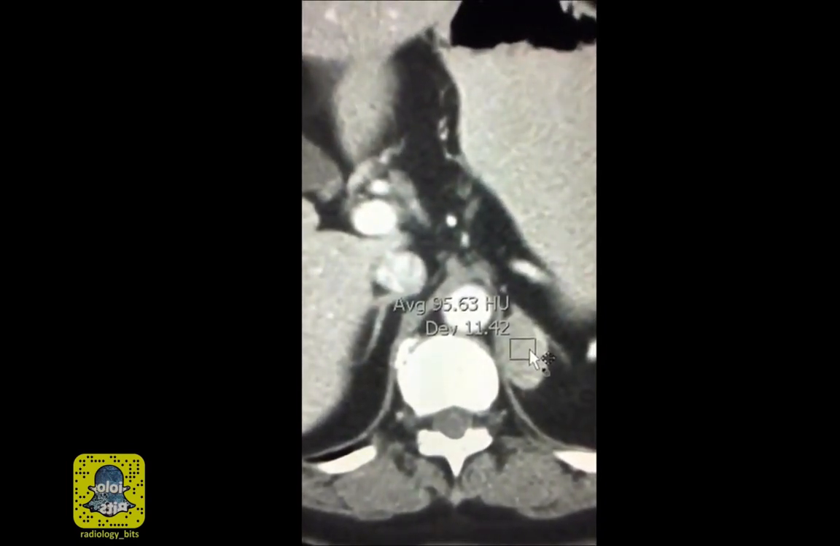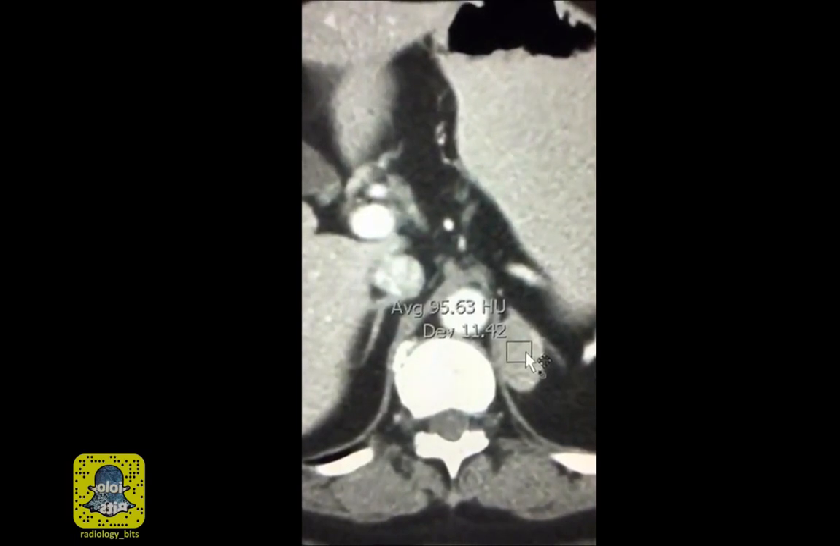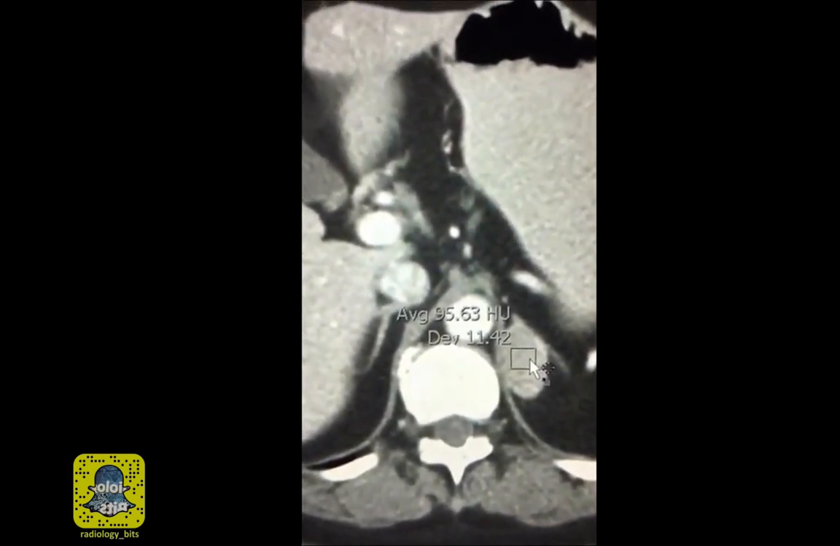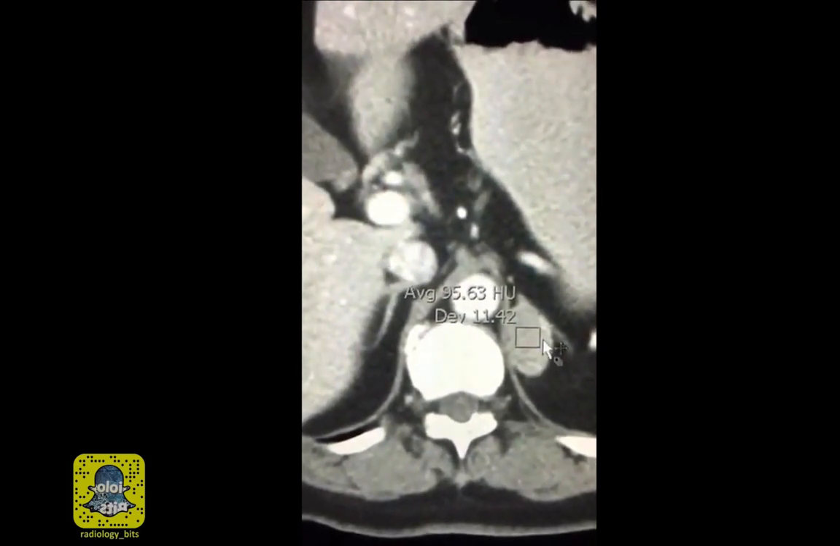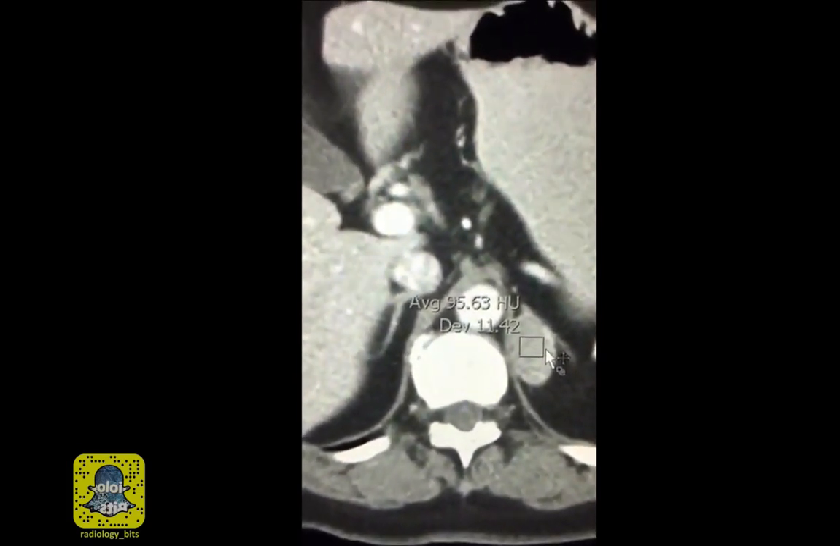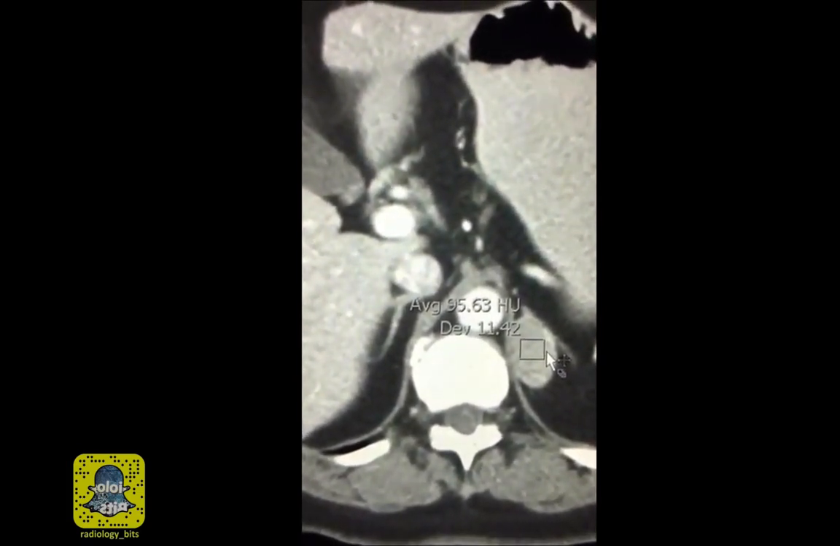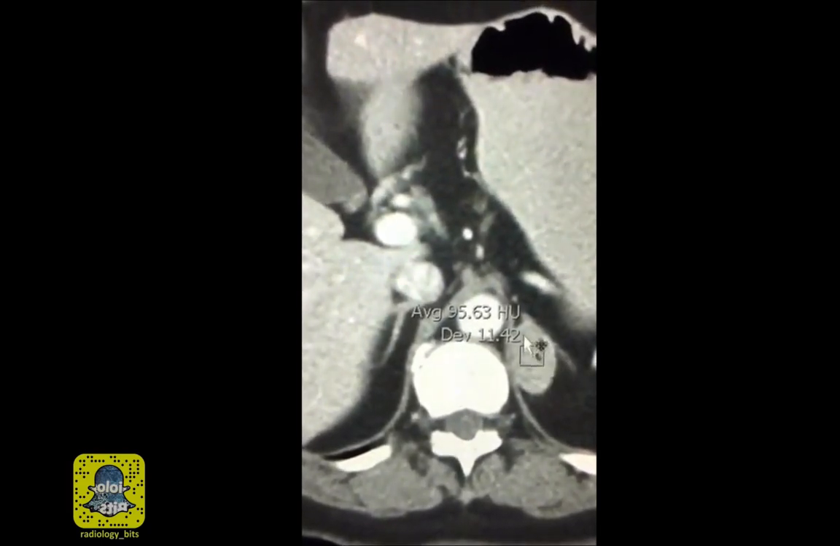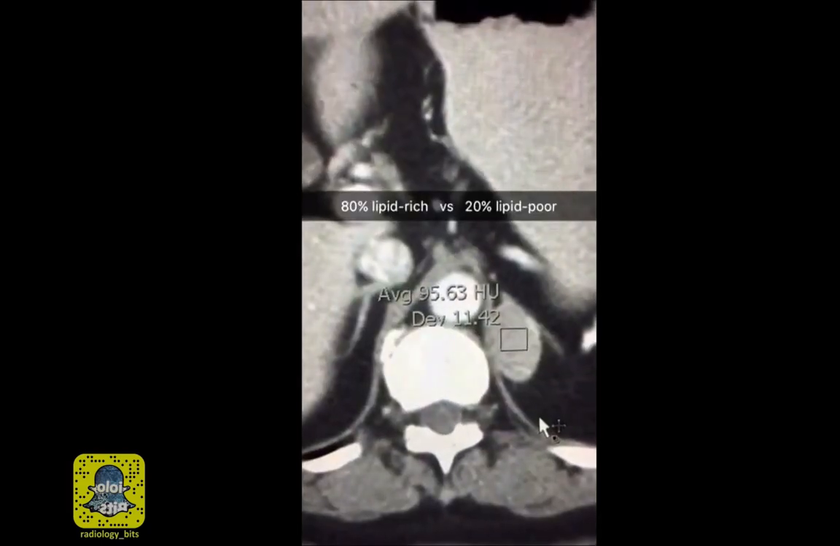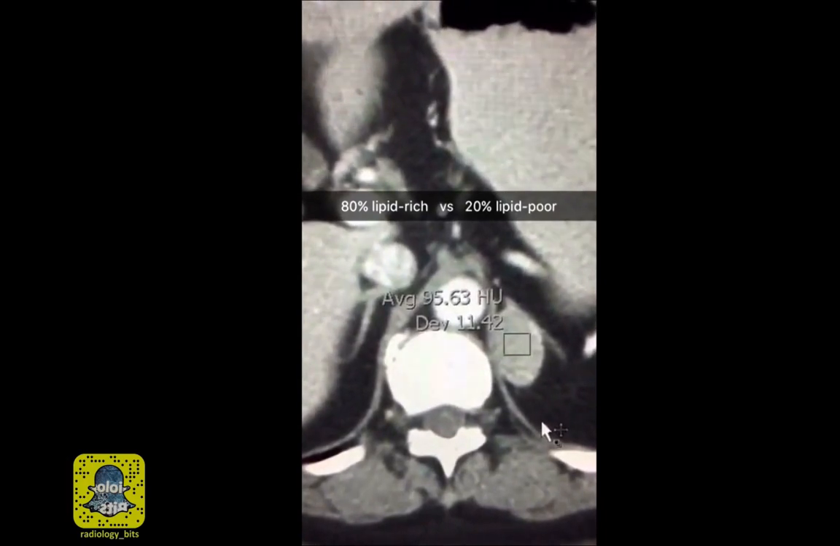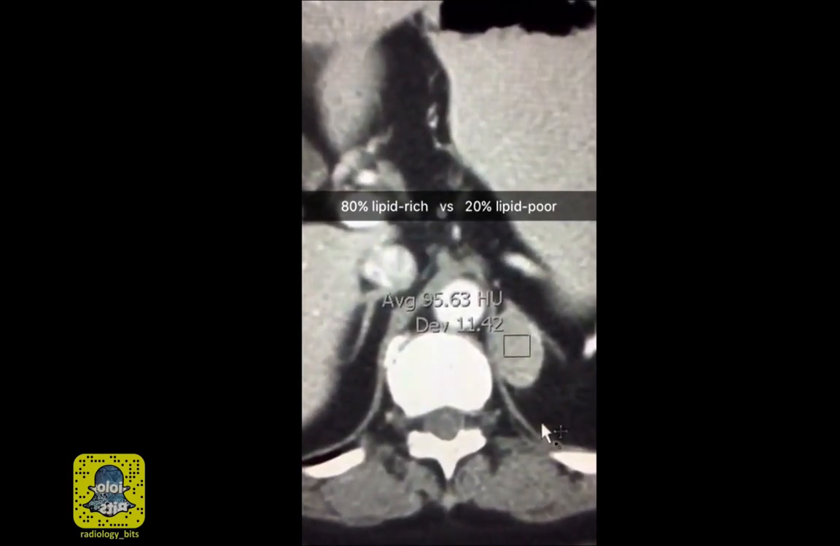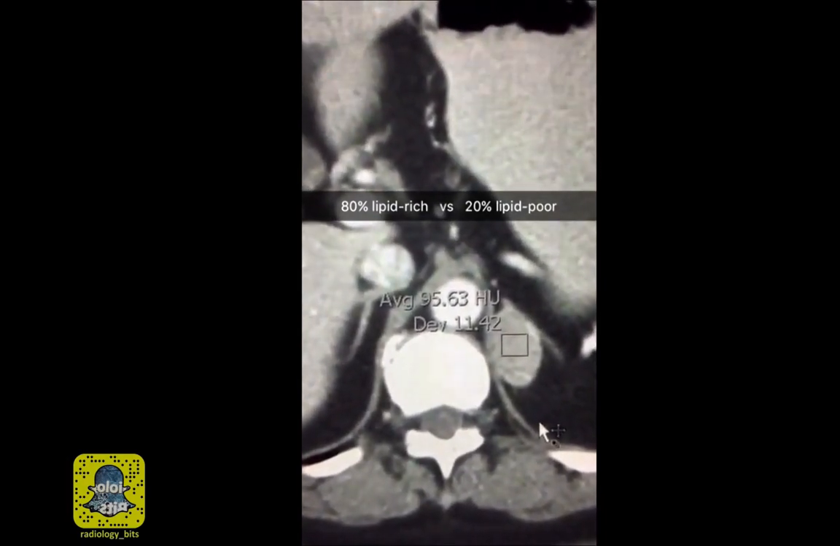The first type is called lipid-rich adenoma, where you have lots of fat, which would lower the density below 10 on a CT scan. The second type, which is still a benign adenoma, is a lipid-poor adenoma, where the fat is not sufficient to lower the density on CT. About 80% of the adrenal adenomas are lipid-rich, the rest are lipid-poor.